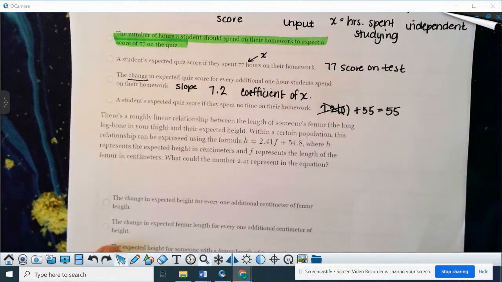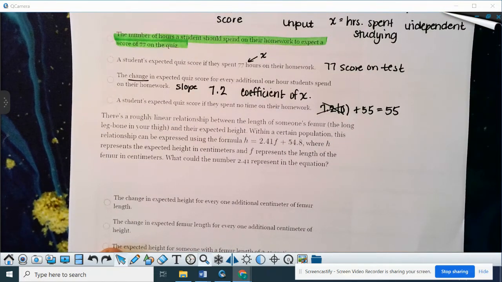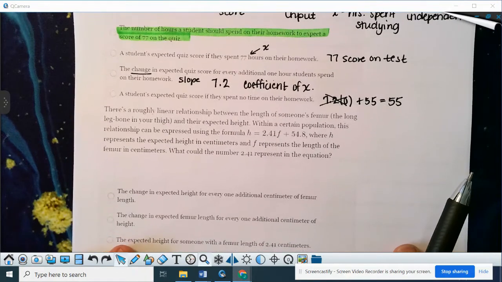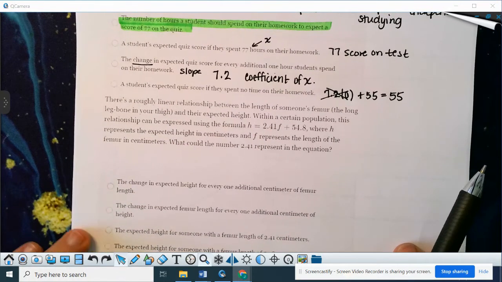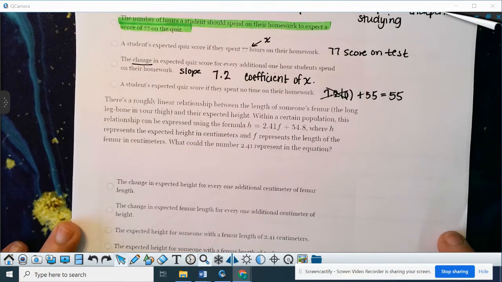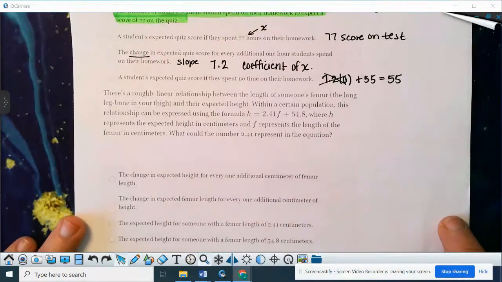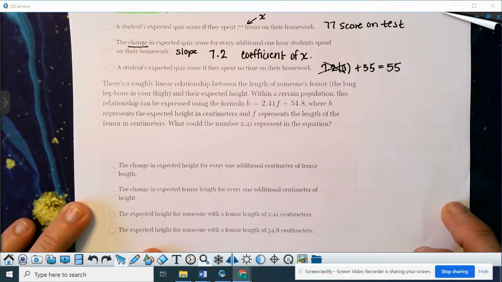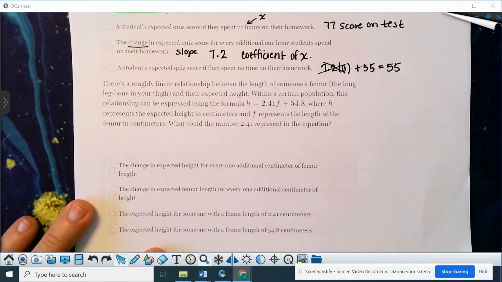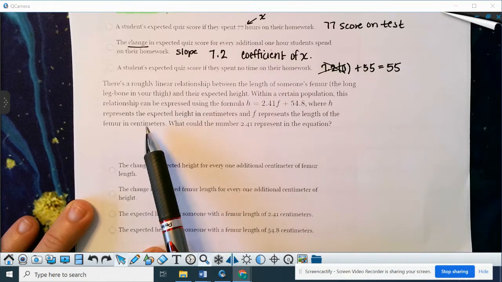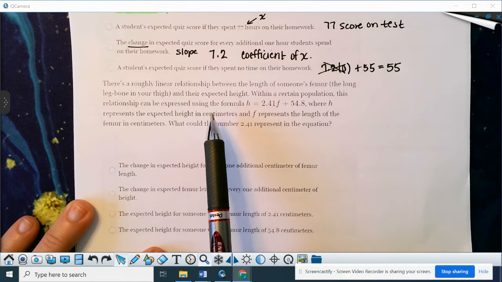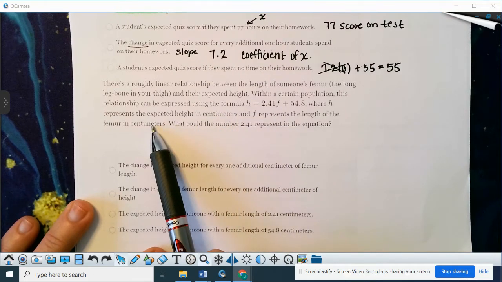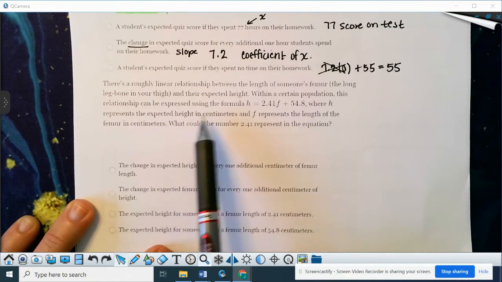All right. There's a roughly linear relationship between the length of someone's femur, the long leg bone in your thigh, and the expected height. Within a certain population, this relationship can be expressed using the formula H equals 2.41F plus 54.8, where H represents the expected height in centimeters and F represents the length of the femur in centimeters. So make sure you're also reading that they're using the same units of measure, because that's another place they'll get you. Sometimes they'll say inches and then feet, but in this case they're both centimeters.